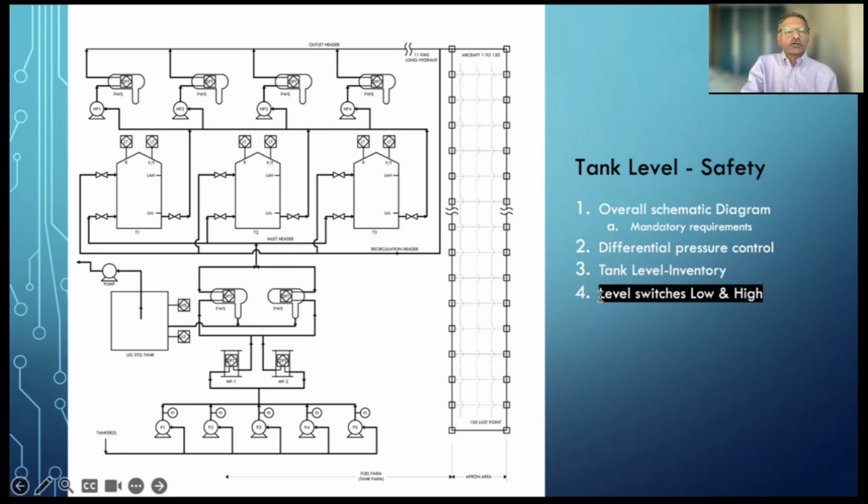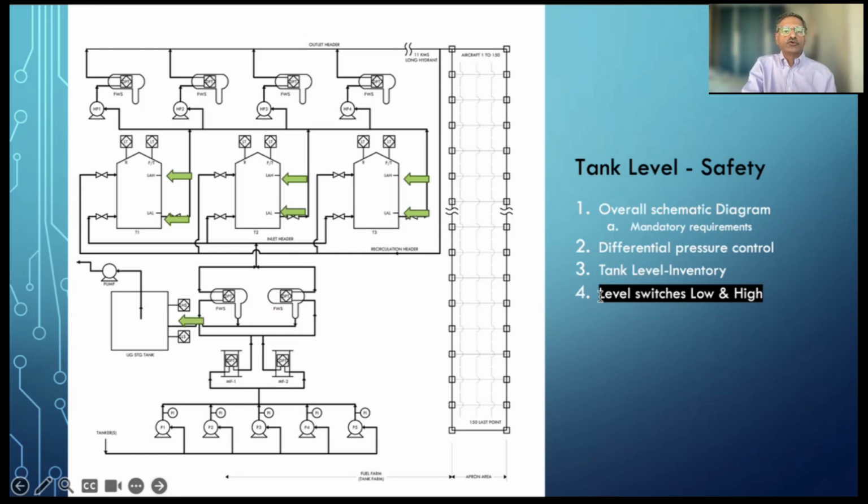I'm sure this is very clear, because where I'm showing the arrows are the level switches. High and low level switches are put. This is mainly for safety purposes, because even if you have radar transmitters and float and tape type level transmitters, you still want to ensure that safety is maintained, that the tank does not overflow or go dry and the pump does not go dry.